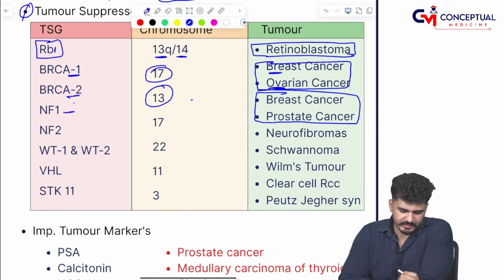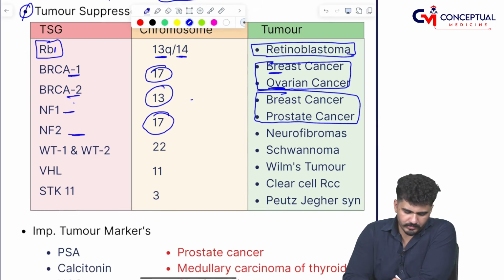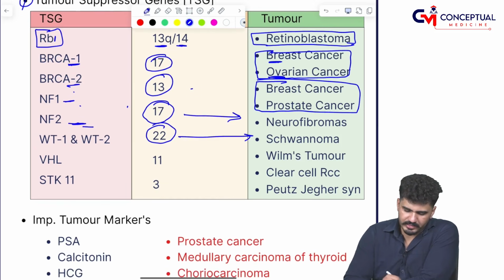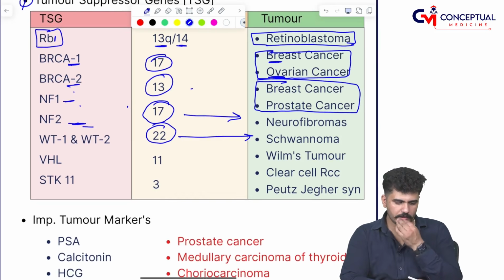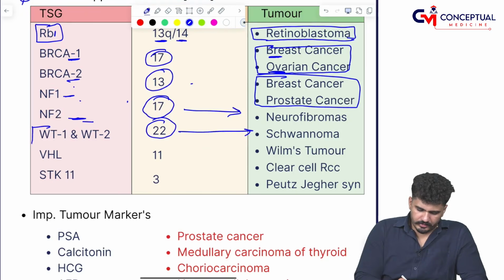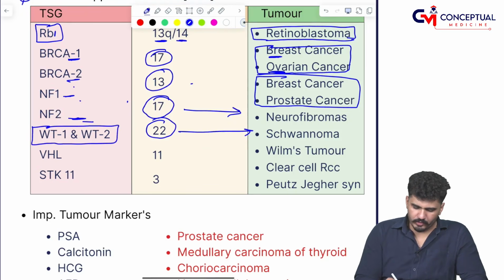Now neurofibromatosis type 1 is on chromosome 17, neurofibromatosis type 2 is on chromosome 22. Neurofibromatosis type 1 will lead to neurofibromas, and neurofibromatosis type 2 will lead to vestibular tumor, the 8th nerve tumor. Now, WT suppressor genes 1 and 2 will lead to Wilms tumor.